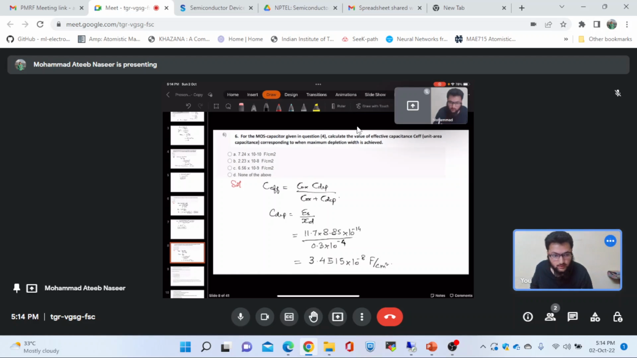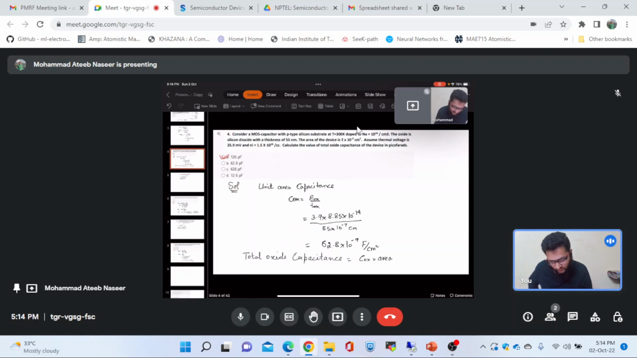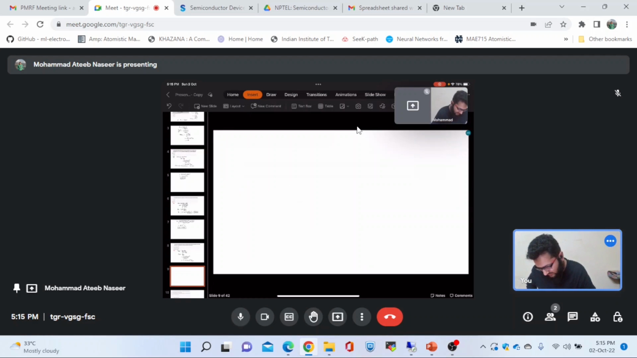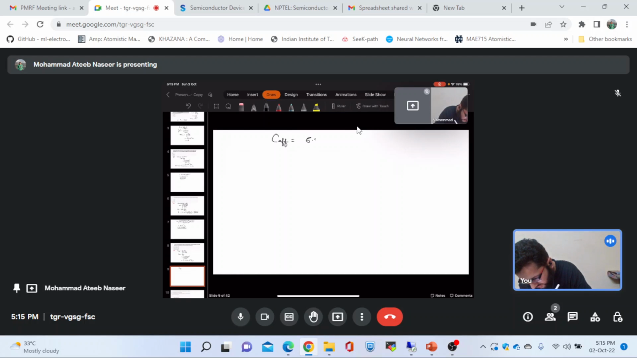Now we have got the oxide capacitance in question 1. If we use that, we will simply get the desired result, which was 126 picofarad, but that was the total capacitance. The capacitance per unit area was 6.28 into 10 raised to the power minus 8. So I will be using that. So the C effective will become 6.28 into 10 raised to the power minus 8 multiplied by this value, which came out to be equal to 3.45 into 10 raised to the power minus 8.